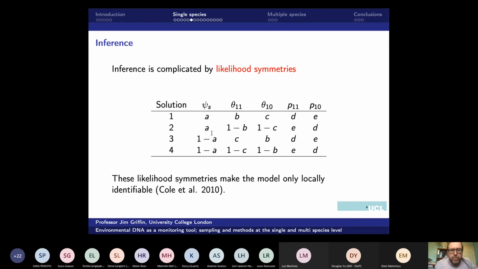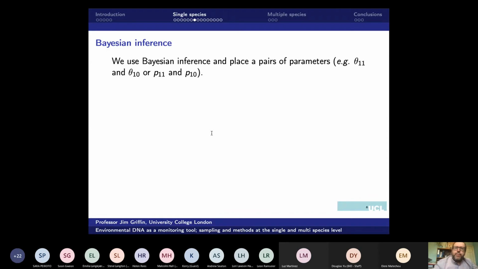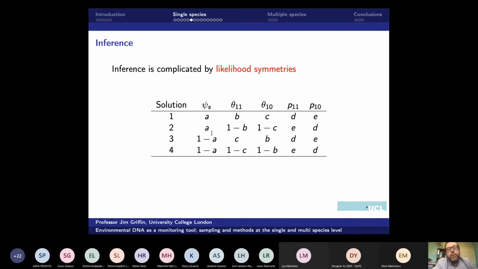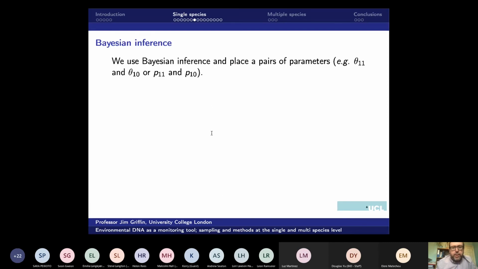Since the model has these likelihood symmetries, it's only locally identifiable, technically. And so the way that we're going to approach this problem is to use Bayesian inference. Our idea is that the prior distribution is going to give the meaning to the model. As I was explaining, the problem is that all these different solutions give different meanings to θ1,1, θ1,0, P1,1 and P1,0. What we want to do is impose the meaning that we think is the correct one, so that it always picks the right one of these solutions.